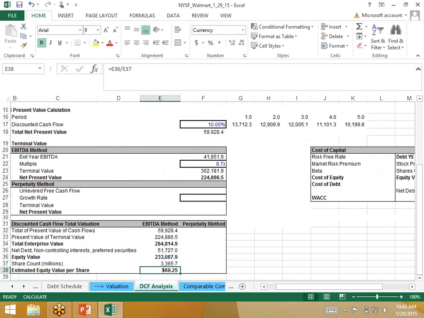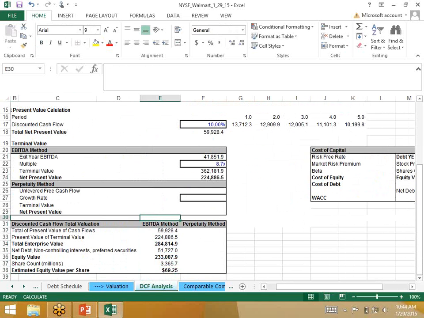We can't analyze it yet, though, until we've honed in on our variables. But I just want to make sure you understand the mechanics so you can start doing this for real. Any questions on that? That's the value based on the EBITDA multiple. Let's look at the value based on the perpetuity.